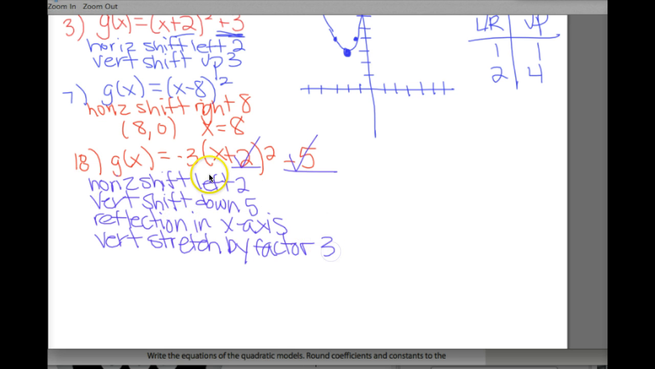Remember that when you are listing transformations, you have to list all parts of it. You can't just put vertical stretch. You need to say the factor. You can't just put reflection. What kind of reflection? It's a reflection in the x-axis. Don't just write left 2. You have to say horizontal shift, or you could say horizontal translation. That's the same thing. So these right here are your transformations. So when I go to graph it, let me draw myself a graph here first.